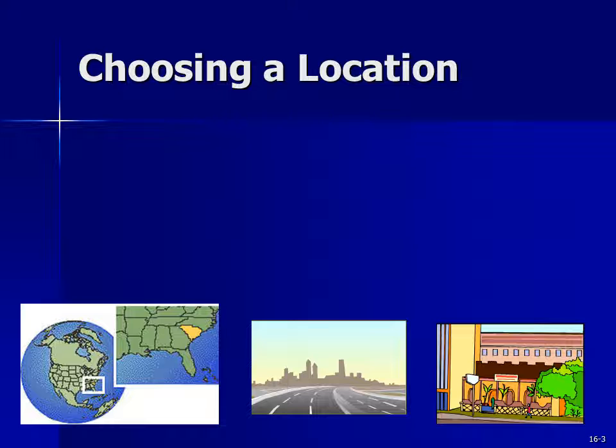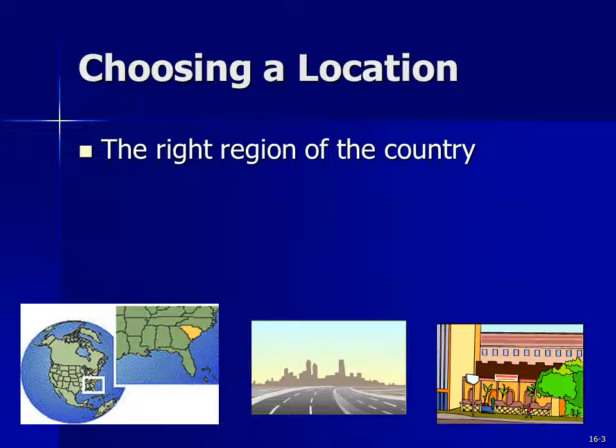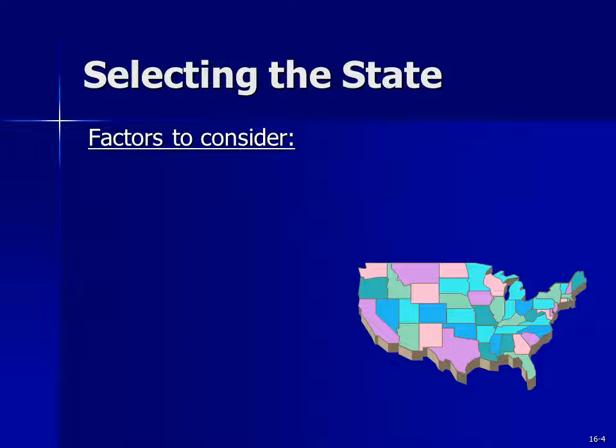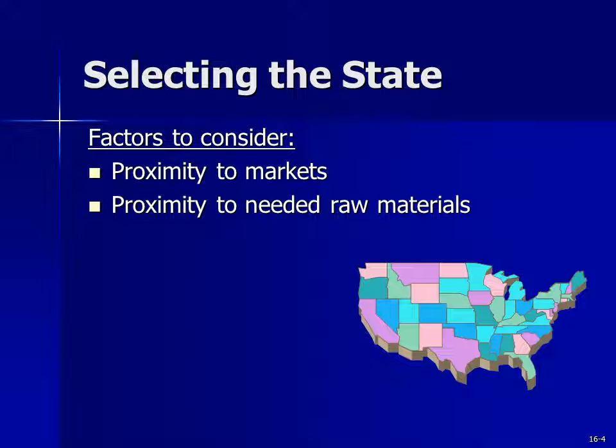So choosing a location: the right region of a country, the right site in a city. Then you have to select the state. In selecting a state, the factors to consider are proximity to markets. Obviously, you can't be too far from the market, it will add extra cost of transportation. Then proximity to needed raw materials. Again, if you are very far from your required raw materials, then it will cost you time, money, and transportation cost. You need more power to transfer your raw materials.